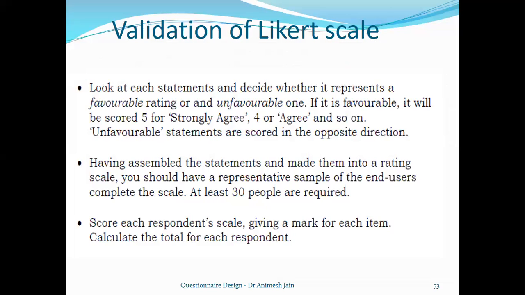Whereas for the negative ones, where the negative option is correct, you will give the unfavorable statement the highest score, that is 5. Strongly disagree will be 5. Disagree will be 4, and so on, in the opposite direction. Once you have assembled all the things, then you should have a representative sample. At least 30 people should be there.